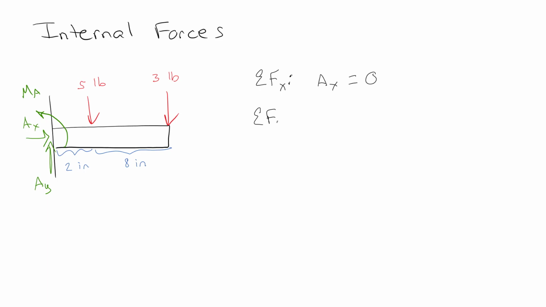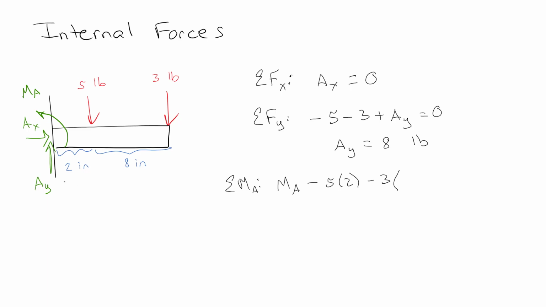And then you've got the sum of the forces in the Y, so I've got -5 minus 3 plus, what is that thing called? AY is equal to 0, so, oh yay, AY is equal to 8 pounds. Look how smart I am. And then we do the sum of the moments about A, which is going to be that moment that we don't know, -5 times the 2 inches, -3 times the, I almost said 8, but this is 10 inches. That equals 0. And so we end up with the reaction moment about A being equal to probably 40, and then it's inch pounds.